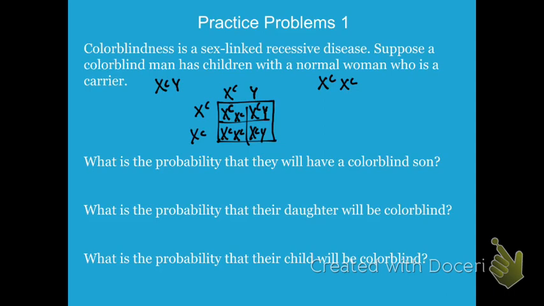So what you can see here is, what's the probability they will have a colorblind son? Here are the two sons, right? One of them is going to be colorblind. So they have a 25% chance that they'll have a colorblind son. What is the probability that their daughter will be colorblind? You'll notice here it's 25% as well. And then what is the probability that their child would be colorblind? Well, here and here are going to be colorblind, so it's 50%. Okay.